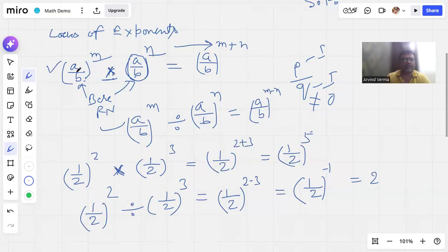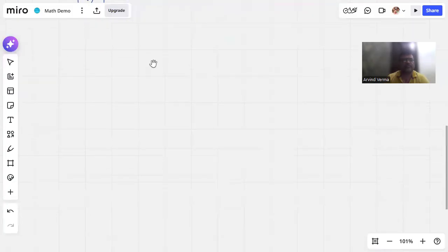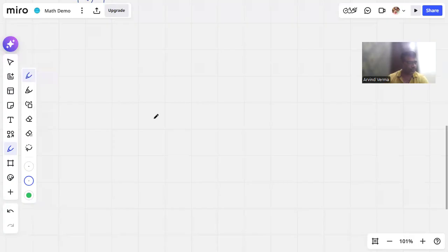Repeating once: if the base is the same and multiplication is there, then the base will remain the same and the exponents will be added. And in place of multiplication, if there is division, then the exponents will be subtracted. I hope this makes sense. Let's continue. Let's take one more example.